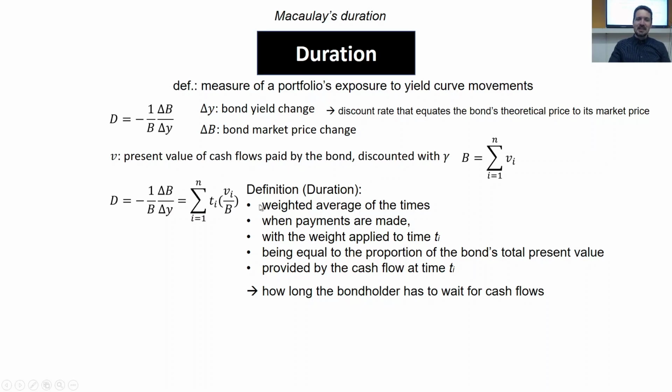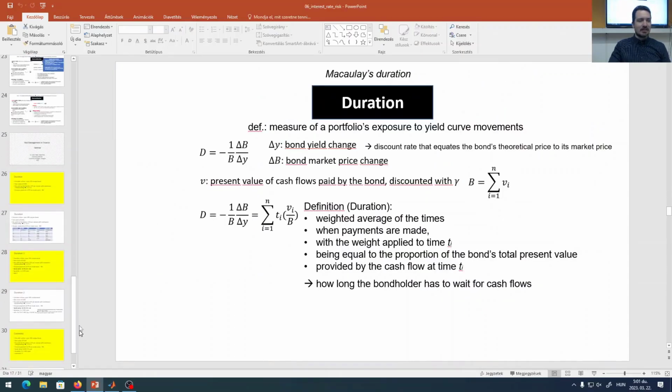Okay, so practically what we are doing here in the case of duration is calculating the weighted average of the times when payments are made, and the weight applied to time t is equal to the proportion of the bond's total present value provided by the cash flow at time t. This looks ugly, so that's why we are checking it with an example.